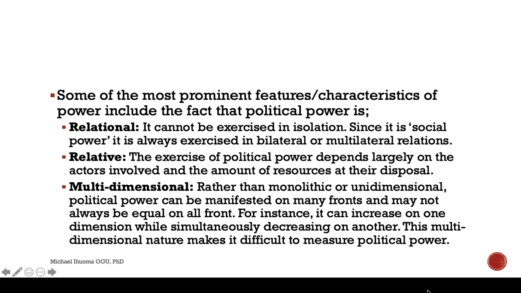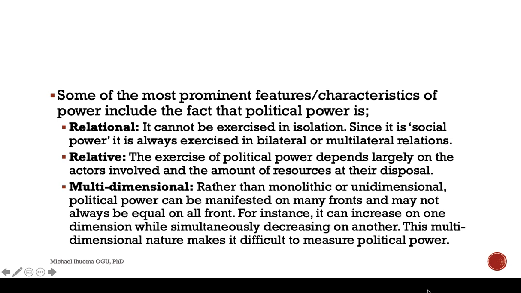All right, so what do we mean by power being relational? Power is relational in the sense that it has to be exercised in an interaction that involves more than one person. All right, so you can't exercise political power over yourself. You can't exercise political power in isolation. There has to be at least two individuals involved for political power to be exercised. That's why we're saying it is relational. It must be exercised in relation to other individuals or other groups of individuals.